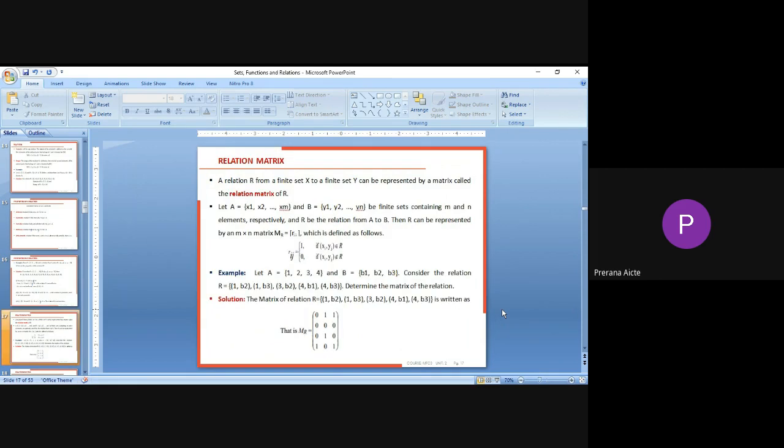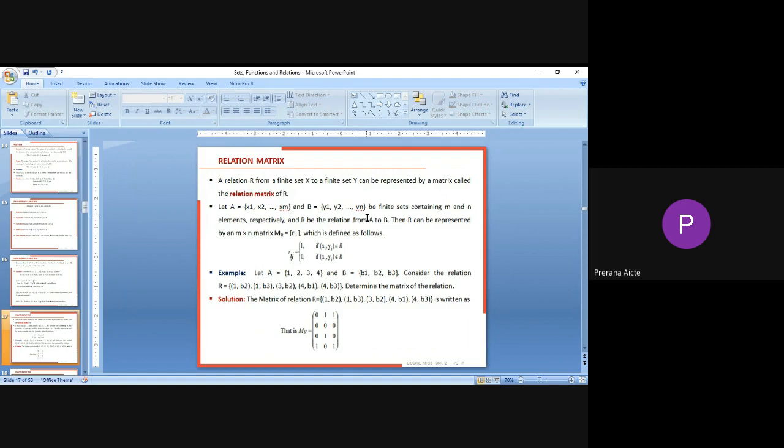Next, relation matrix. Given any relation, it can be represented in different ways, and one method is called a relation matrix. A relation R from a finite set X to a finite set Y can be represented by a matrix called the relation matrix. Let us see that A equals {x1, x2, ...} and B equals {y1, y2, ...}, containing m and n elements respectively.